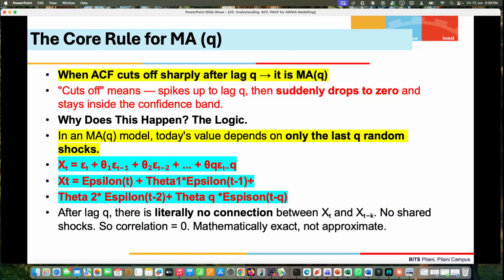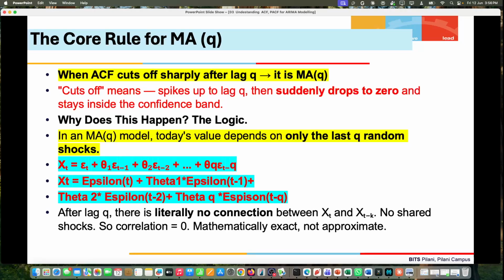So what is the core requirement for an MA(q)? You should cut off after lag Q. That means spikes up to lag Q, then suddenly drops to 0, or stays within the confidence band. The confidence band is decided by 1.96 divided by the square root of n. Now, in a moving average model, if you say MA(1), then you should cut off after lag 1. We can write epsilon, today's error, plus theta 1 times epsilon, yesterday's error.